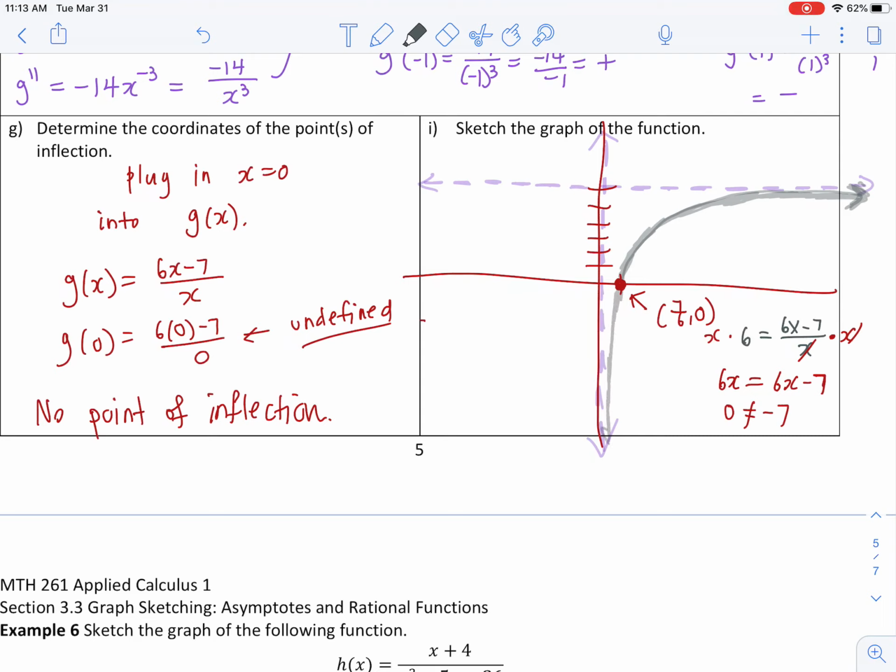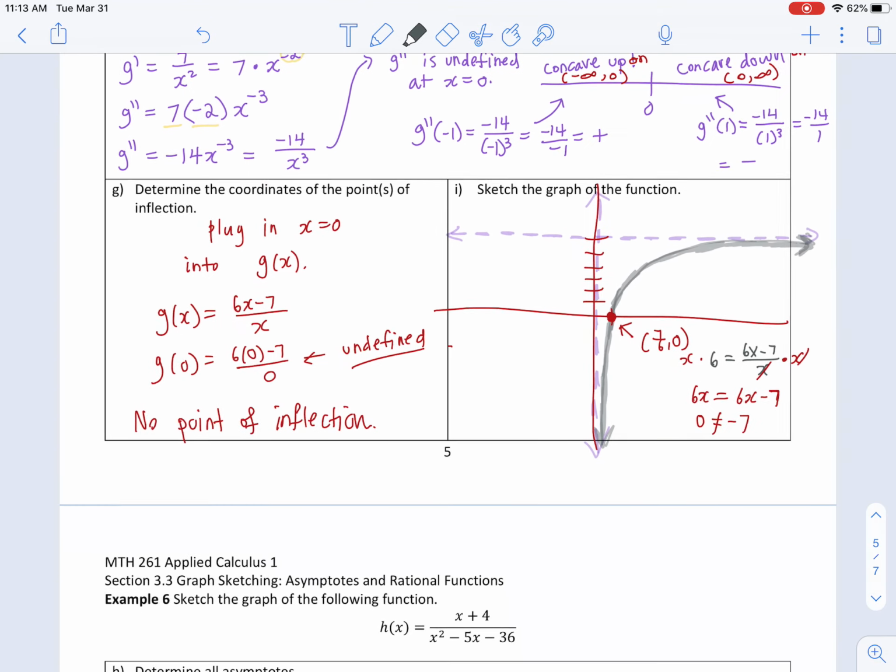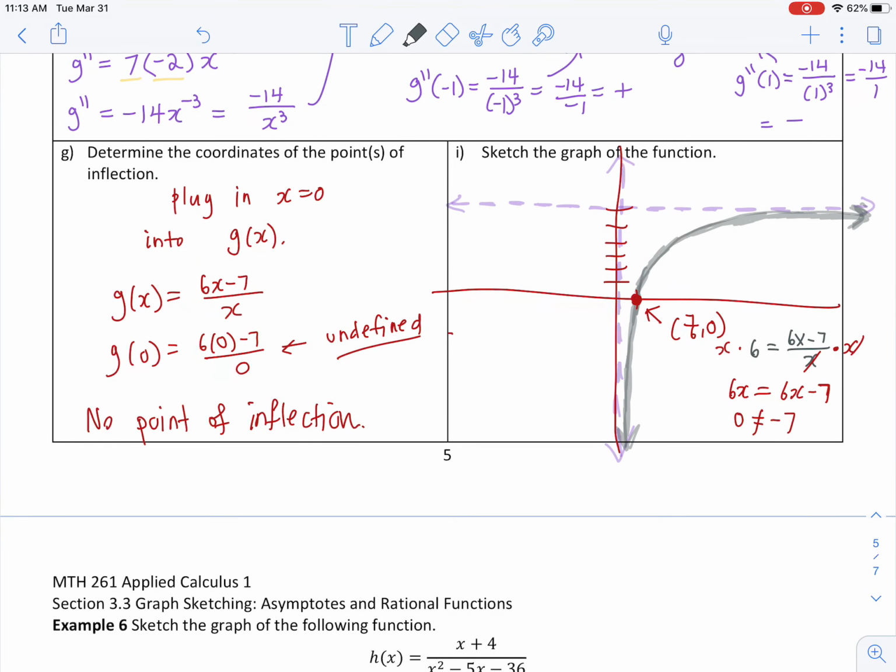And I can go to negative infinity as I'm getting really, really close to this vertical asymptote of x equals 0. And you see, this is definitely concave down, right? This is definitely concave down. I can see your little frowny face right there.